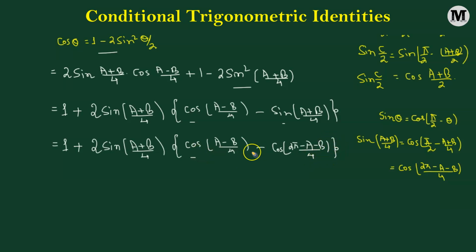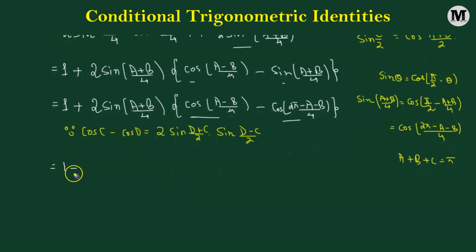Now we are ready to combine these two cosine functions because this is the difference of two cosine functions. So here we're going to take help of the formula. Whenever we have cosine of angle C minus cosine of angle D, this is going to be equal to 2 times sine of the angle (D plus C) over 2 multiplied by sine of the angle (D minus C) over 2. So here we will get 1 plus 2 multiplied by sine of the angle (a plus b) over 4. Now, taking the difference of the two cosine functions, this is going to give us 2 times sine of the angle. So we need (D plus C) over 2.